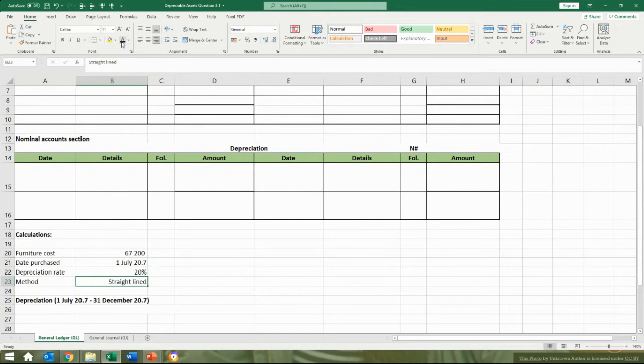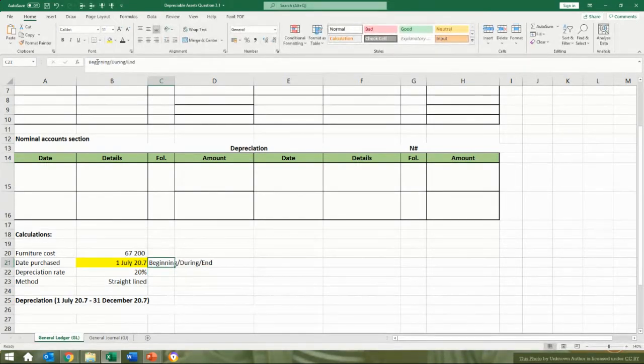Okay, now this you would generally find in the question, so you would just highlight it in the question. I've put it here on Excel because I use the information to do the calculations in the cells itself, but you would physically write this out. Now, what is important is you need to go look at the date purchased. Is it in the beginning, during the year, or at the end of the year?